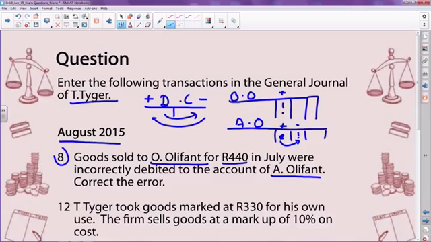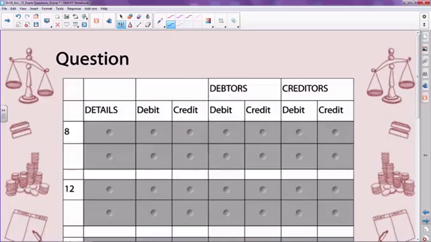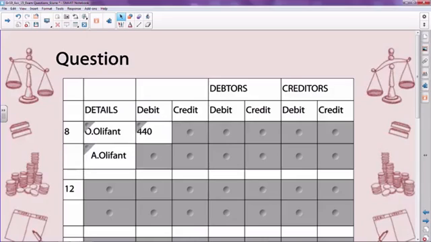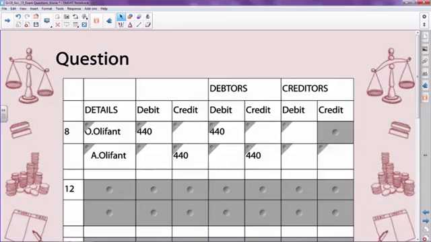Remember, in your General Journal, we have to write your debit first, which is then O Oliphant, and then A Oliphant will be credited with what amount? As you can see, debit and credit for 40, and remember, both are debtors, debit and credit. So there you have it, and you can see, just to reveal the other blocks, it will be blank ones, and then remember to write a narration.